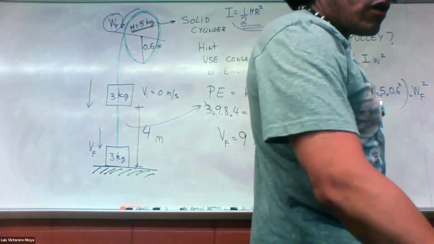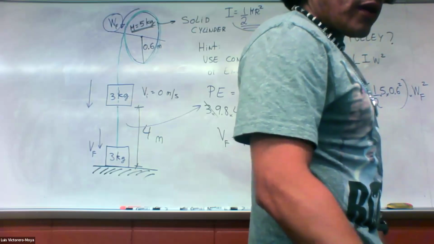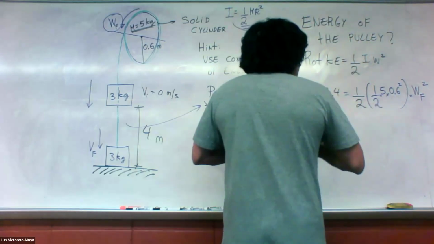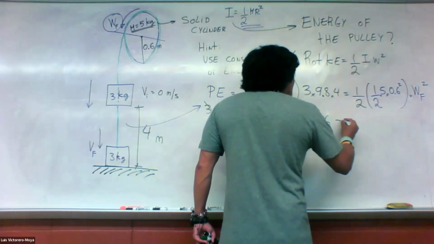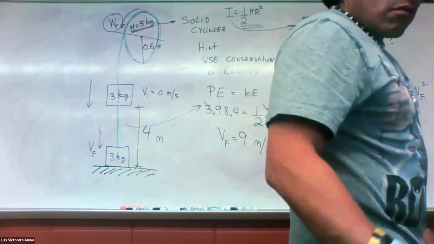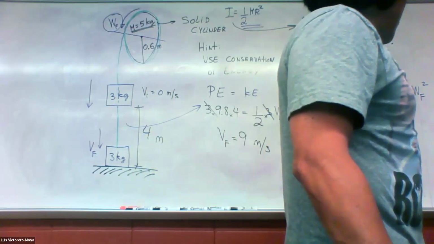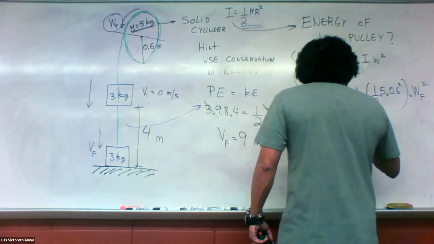3 times 4 times 9.8. That's 117.6 joules. That's all that. So 0.36 times 5 divided by 4 is 0.45.